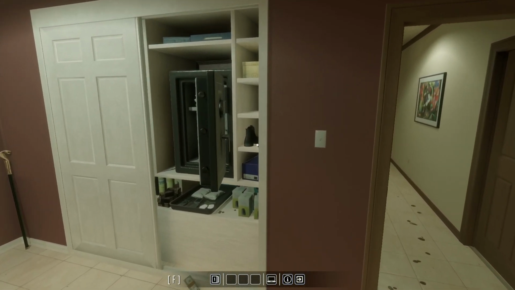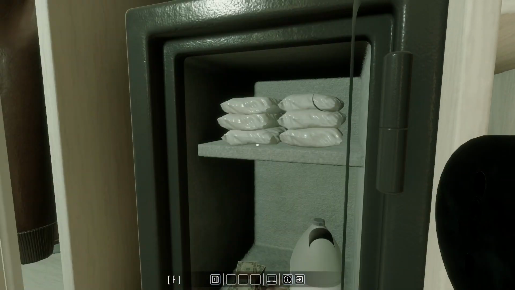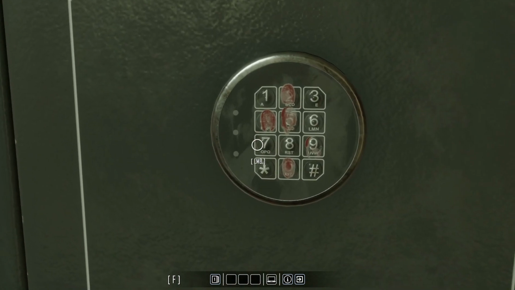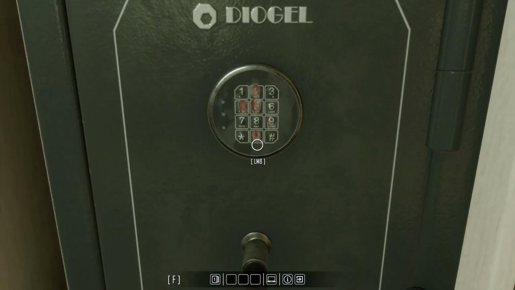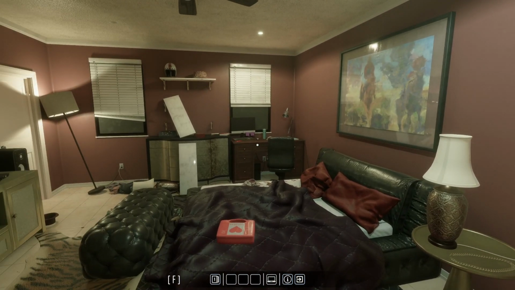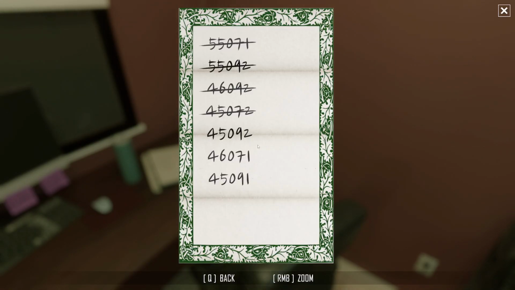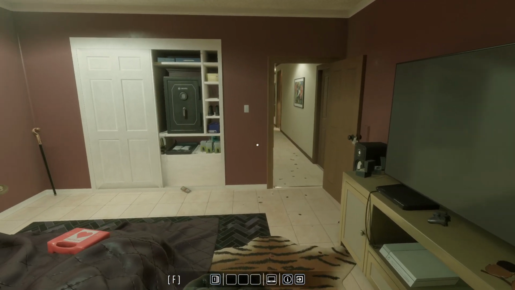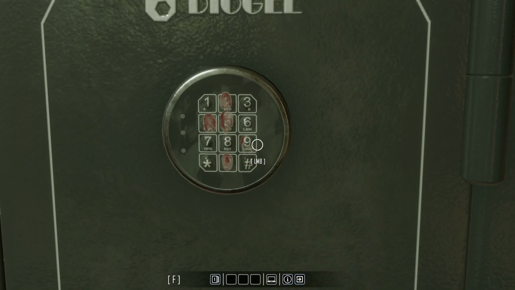So I'm definitely missing something. Wait. What are the numbers? 2, 5, 4, 0. What is this then? 2540. So there's bloody fingers here. Oh, there's a 9. Sorry. 2, 5, 4, 0, and 9.